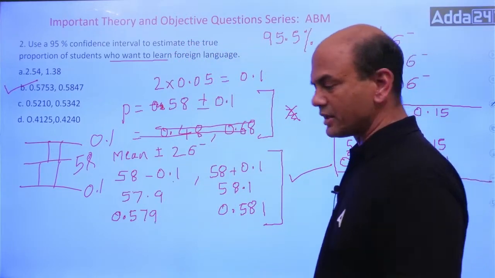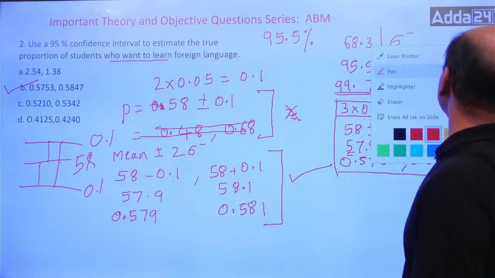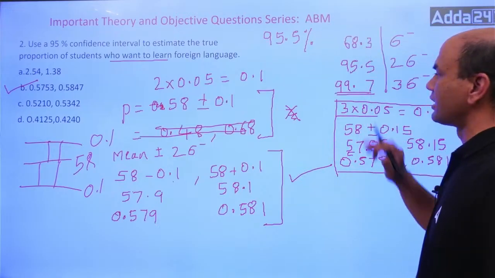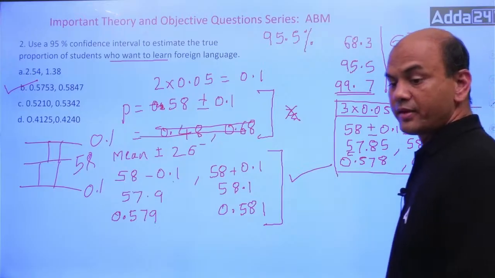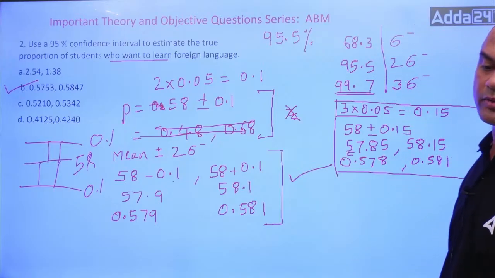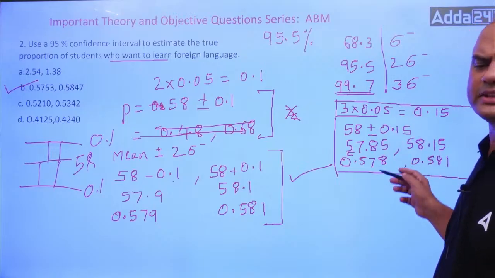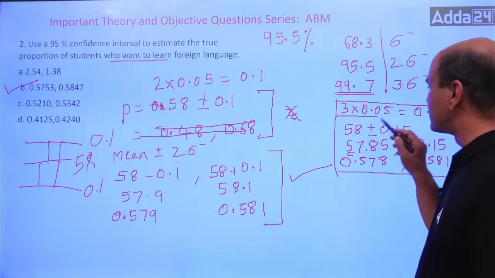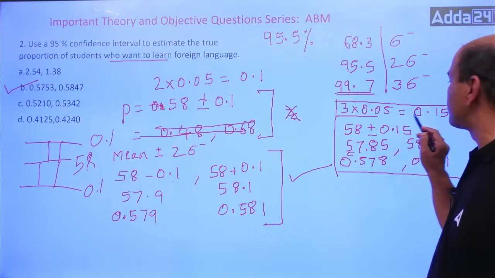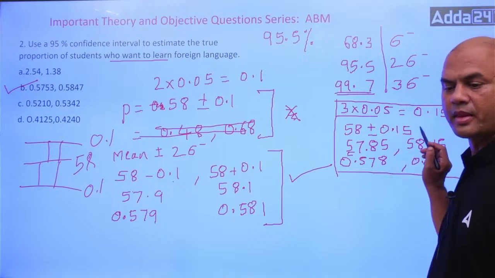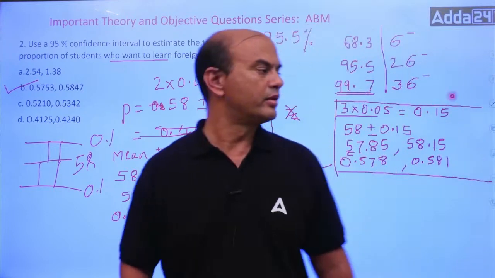Now in the exam, if they ask you not 2 standard errors, but 3 standard errors, then what will you do? See this. 3 into psi dash. Psi dash means standard error. So 3 into psi dash 0.05, so it is 0.15.